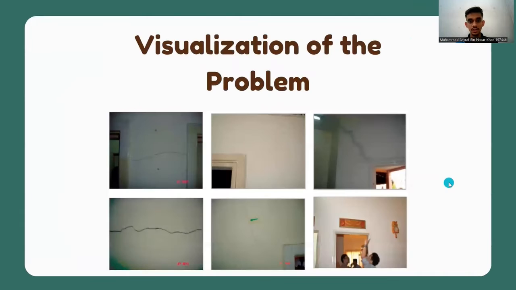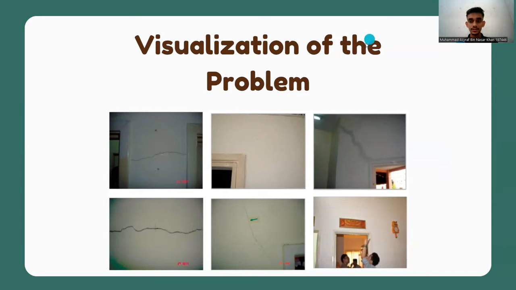Okay, next, this is the visualization of the problem appearing at the double-story house. So this is the picture that illustrates the crack pattern that appears in the kitchen.